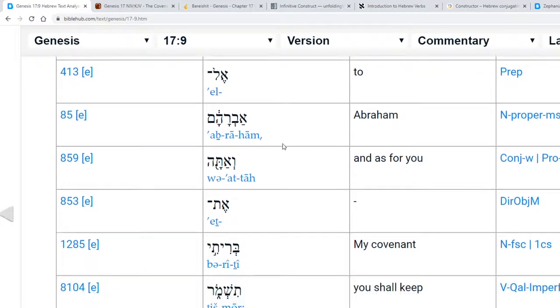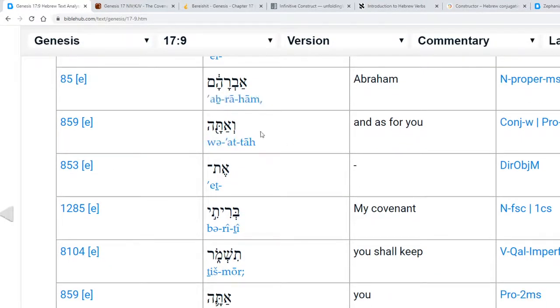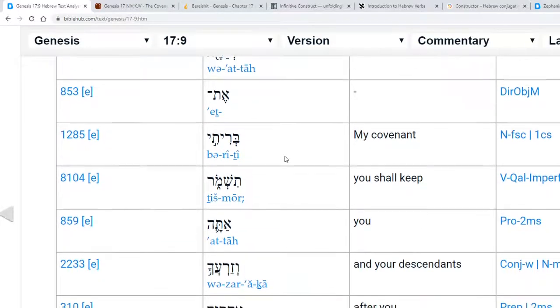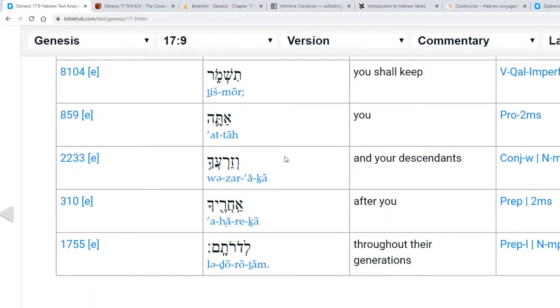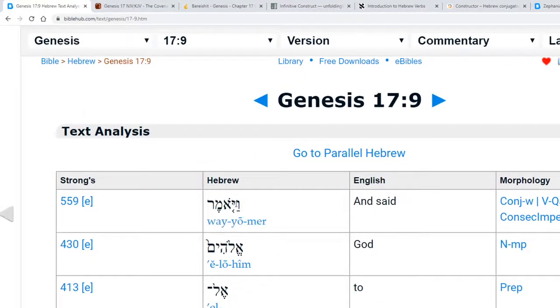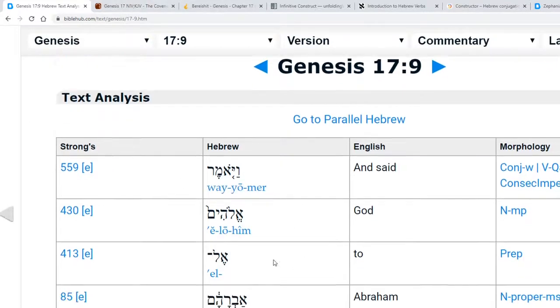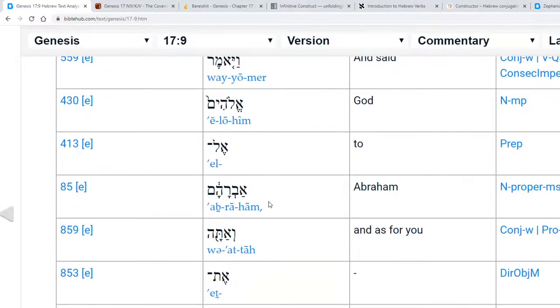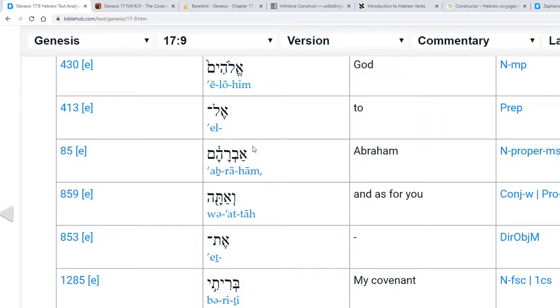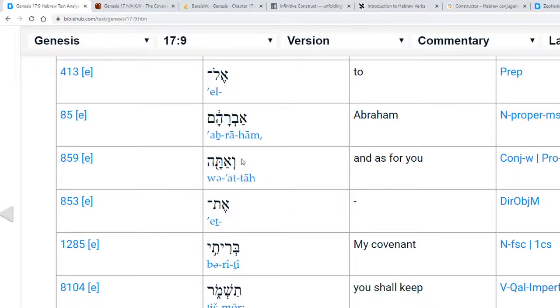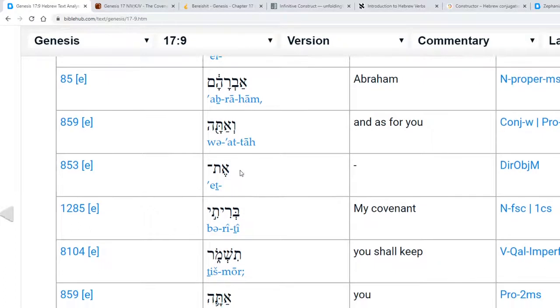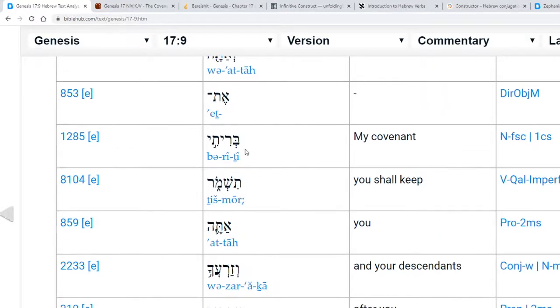Vayomer Elokim El Avraham. Sorry, we've switched. Ve'ata et briti tishmor. Ata v'zar'acha acharecha ledorotam. Okay. Vayomer. So conjunctive of the root here is aleph mem resh, to say. We get that a lot. It's in the imperfect. But the vav is flipping it to the perfect. Elokim is one of the ways we refer to God. El is the preposition with the aleph, not ayin. Avraham is his name. Ve'ata, so conjunctive of ata is the pronoun second person masculine singular, so you. Et, so direct object marker, briti, my covenant.